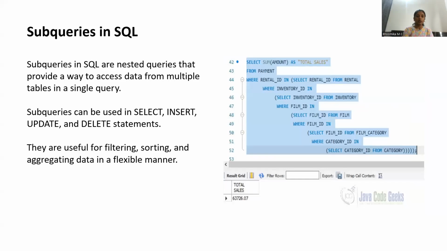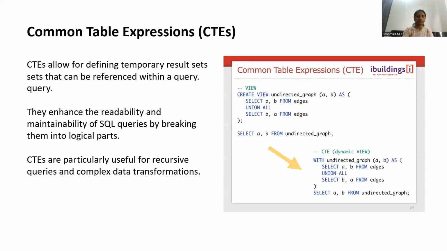Subqueries in SQL. Subqueries in SQL are nested queries that provide a way to access data from multiple tables in a single query. Subqueries can be used in select, insert, update, and delete statements. They are useful for filtering, sorting, and aggregating the data in a flexible manner.